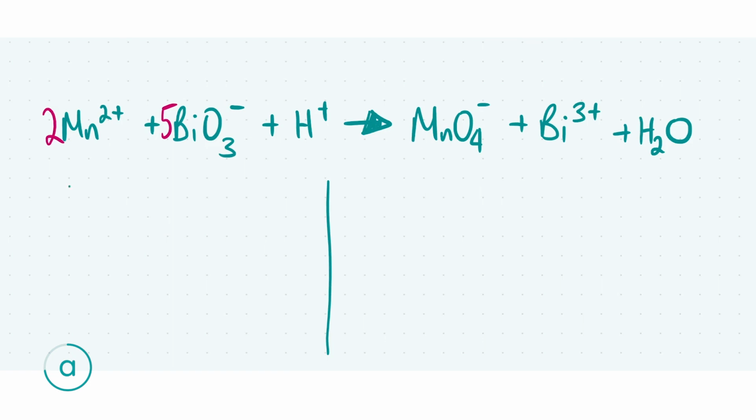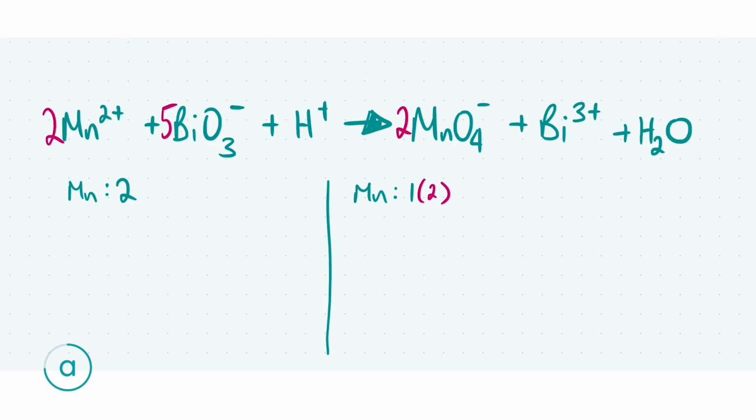So what we have already over here on the left, we're going to have these 2 manganese. And on the right hand side over here, we're going to just have 1 manganese, which means that we need to actually multiply this here by 2 in order to balance these. So we're going to put a 2 here in front of this manganese.